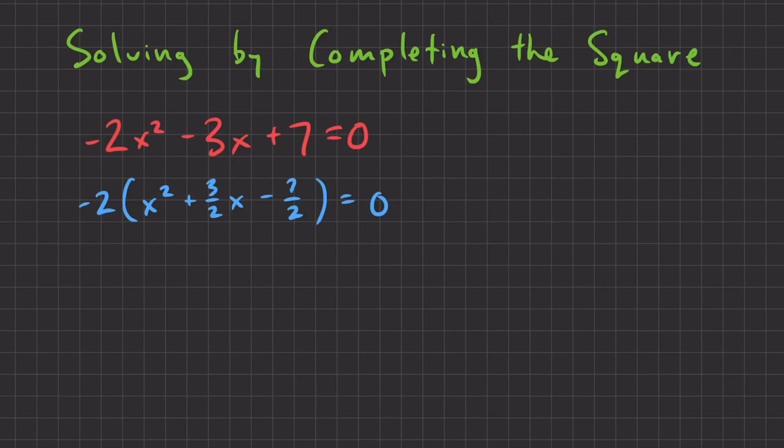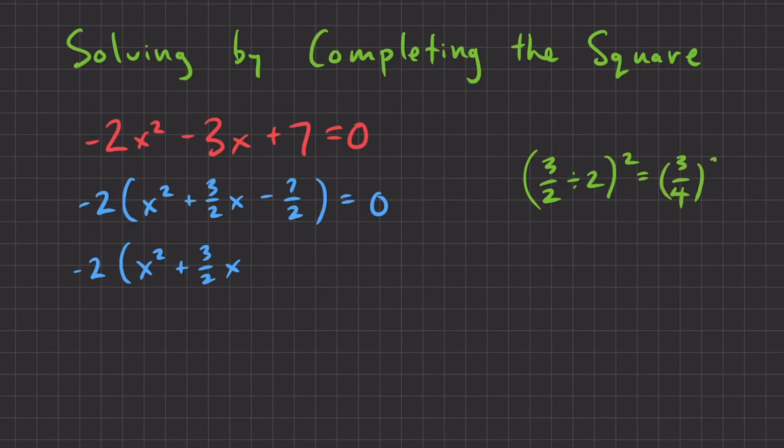So I'm going to write that this is equal to, well, negative 2 times x squared plus 3 over 2x. Now what I have to do is take 3 over 2 and divide that by 2 and square all of that. So that's equal to 3/4 squared, which is equal to 9/16. So I'm going to add and subtract 9/16 and see what happens. So I'll add 9/16 and subtract 9/16, and I've got still the negative 7 over 2.